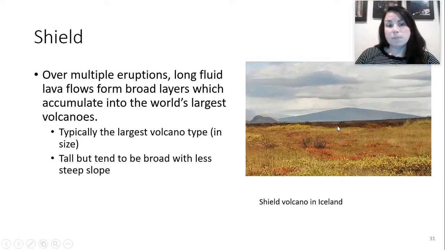They're tall, but tend to be broad with less steep slope. So this example is a shield volcano in Iceland.